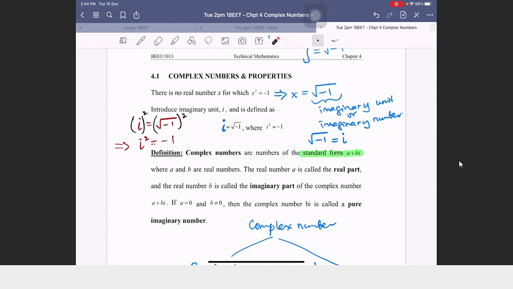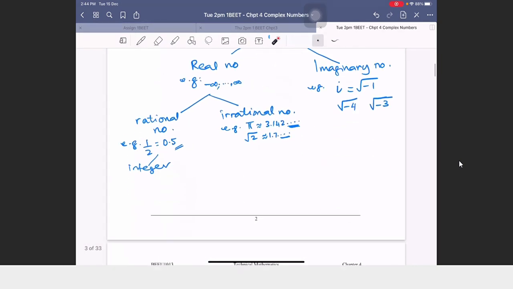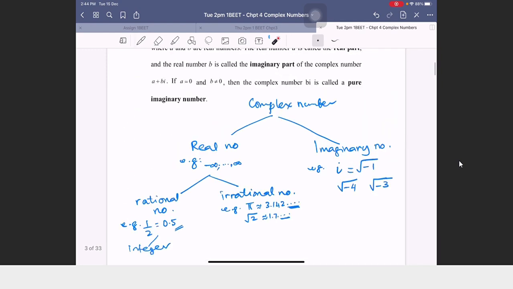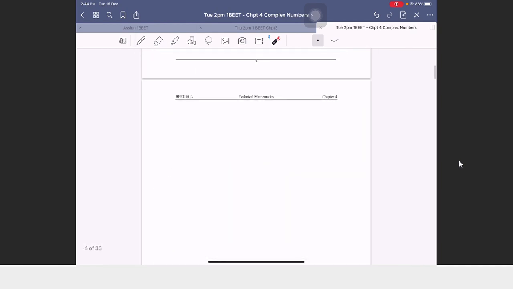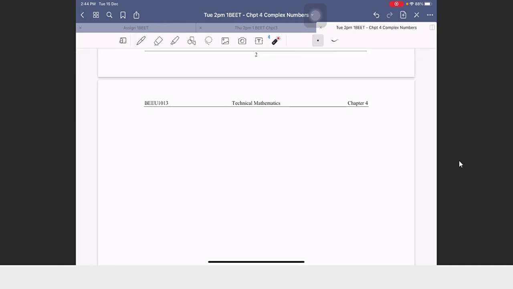What does it mean from this definition? It goes back to the number system just now. We said that the complex number consists of real number and imaginary number. So this is our standard form, in the form a + bi. So it means like this: complex number, example, this, or you may have this, or you may have this.